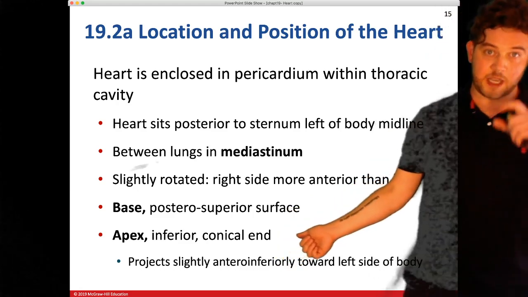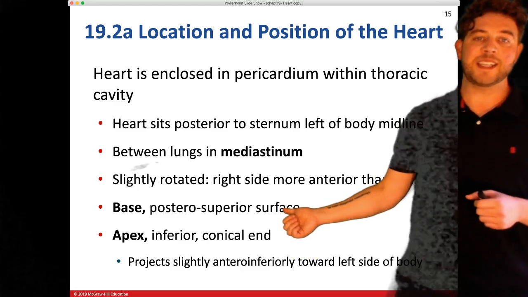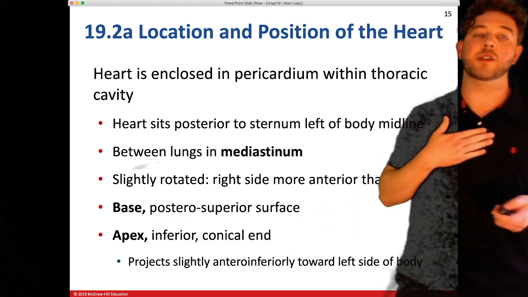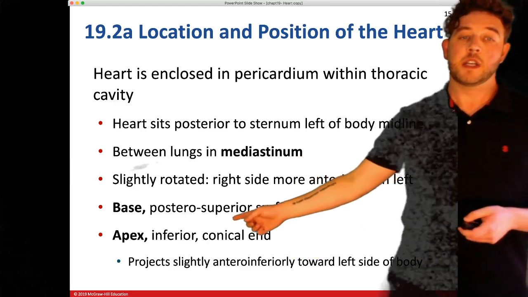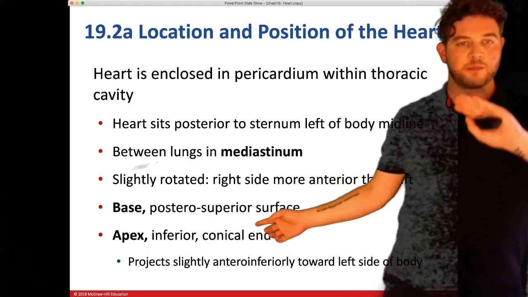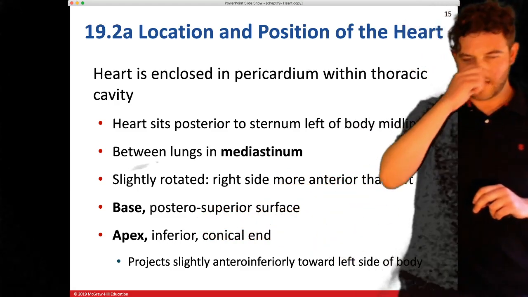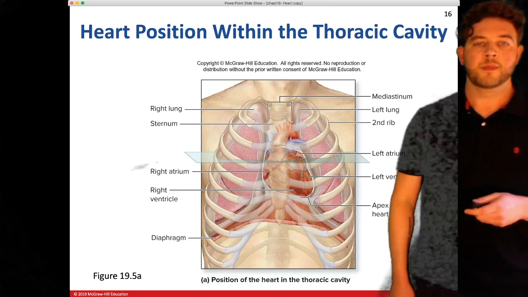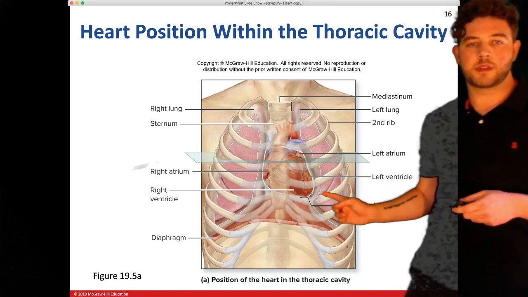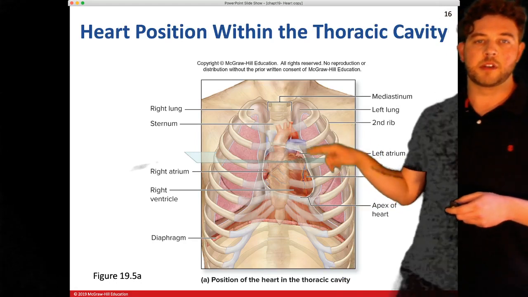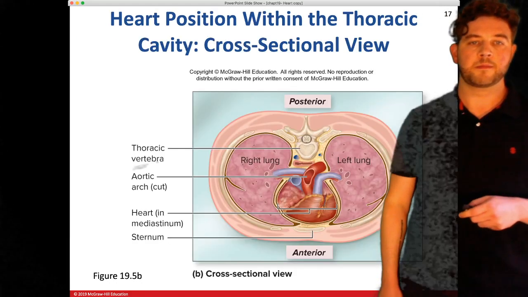So this will help you with lab a little bit. The base is not the bottom of your heart. The base is actually the back, the posterior superior surface. So it's actually on the back of the left ventricle. You have this kind of flattened portion of your heart, and that's the base. The apex is the pointy bit at the bottom. So yeah, you can see here, there's the apex there, and then the base would be posterior back here.